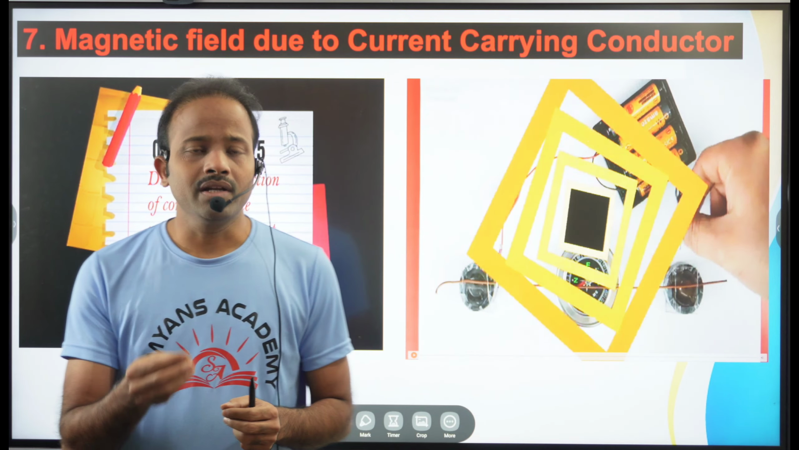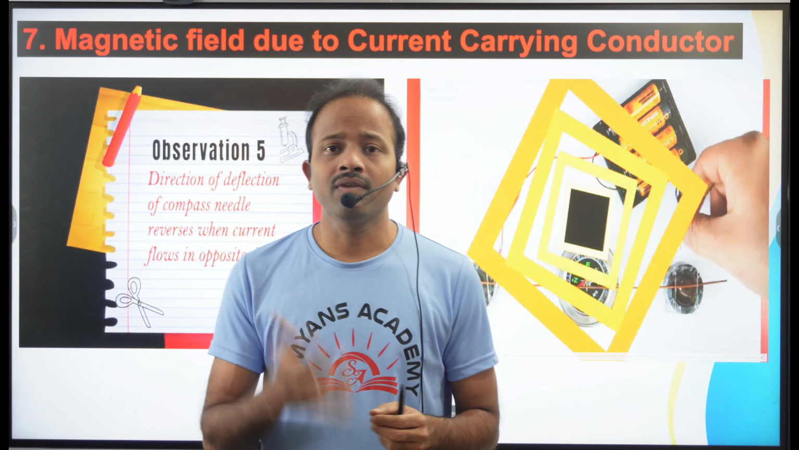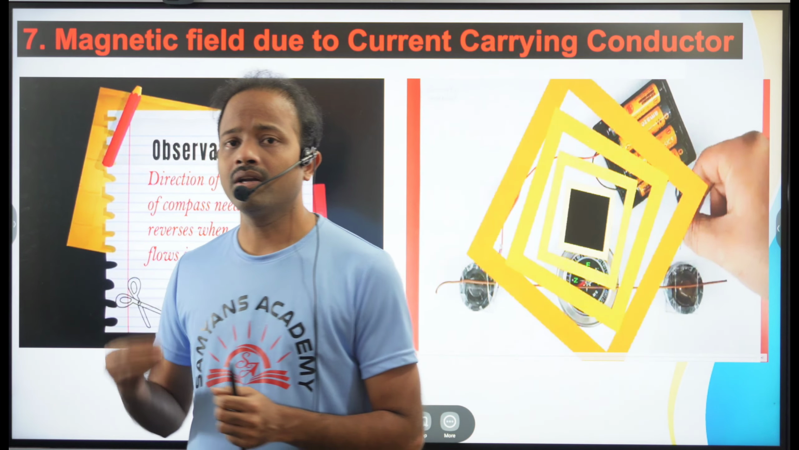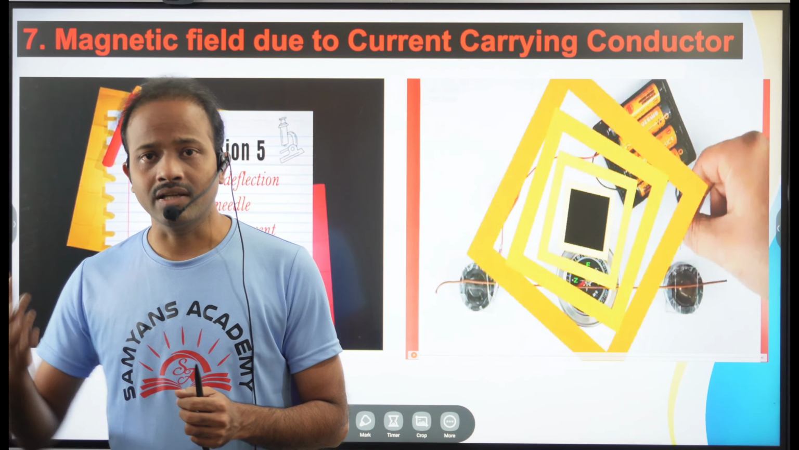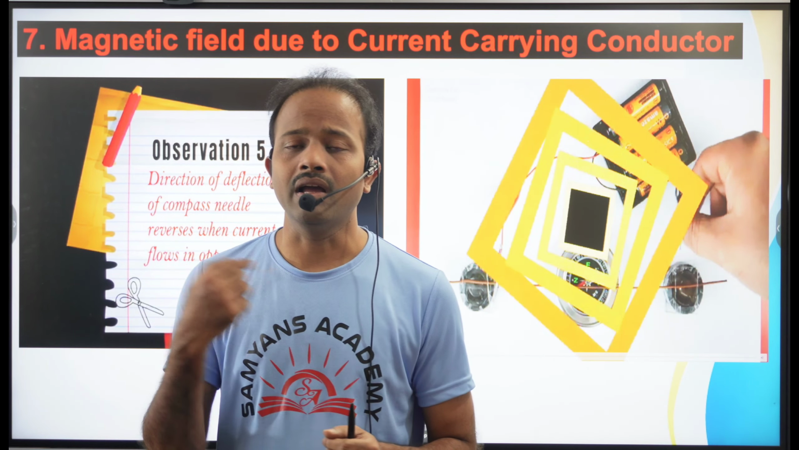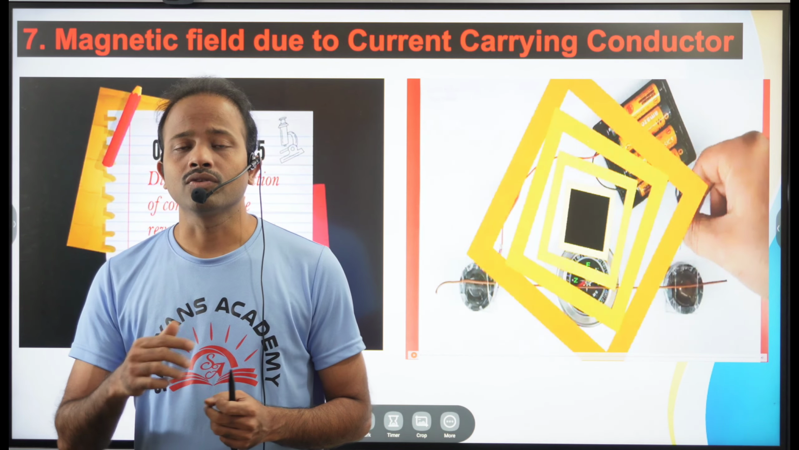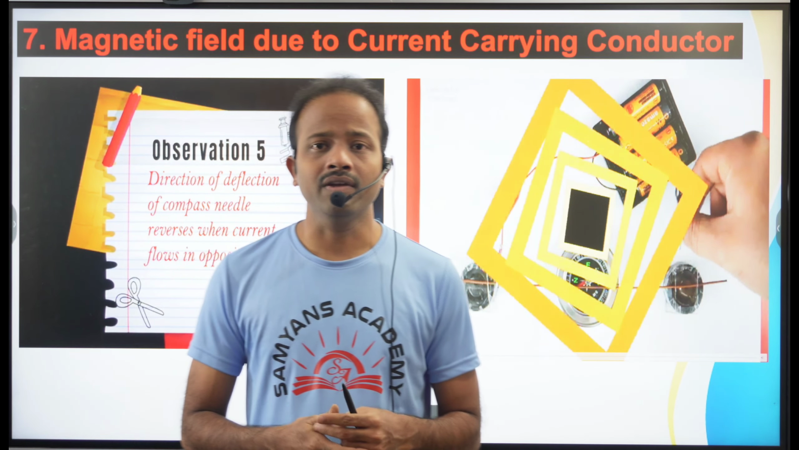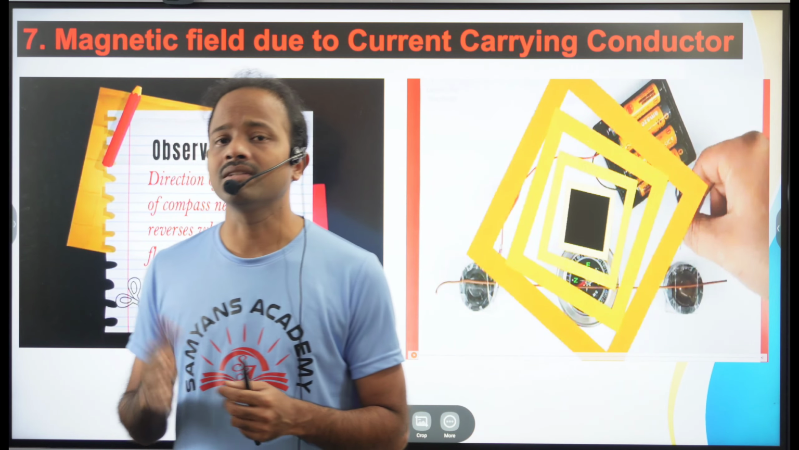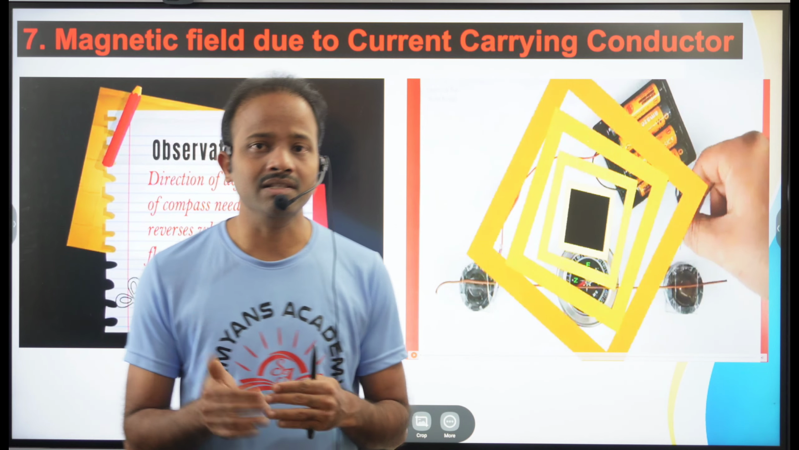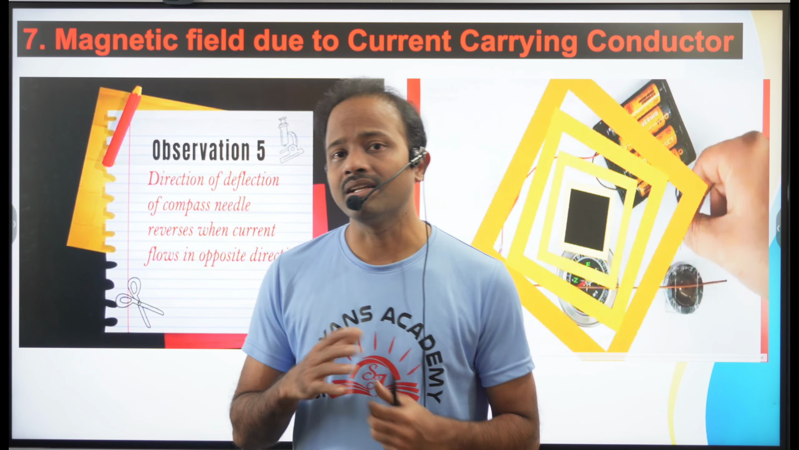The compass needle shows less deflection when there is less current. When the current flowing through the conductor is a small amount, we can observe a less magnetic field around this conductor. So due to that less magnetic field, the compass needle gets less deflection. If it is more current, it will get more deflection. If it is less current, it will get less deflection.